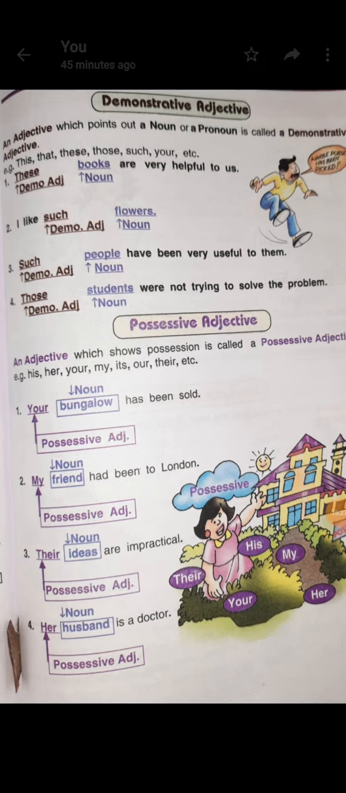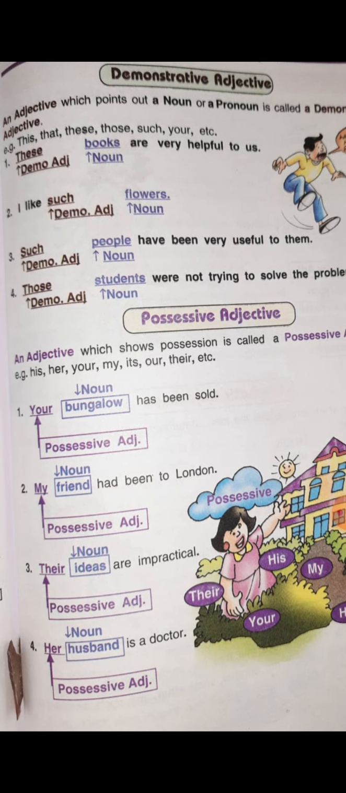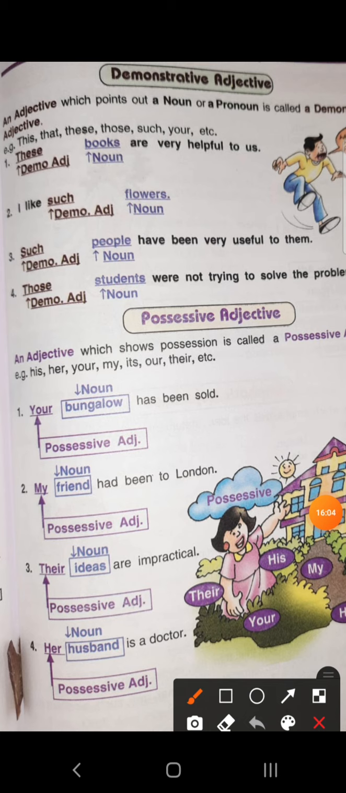So the next kind of adjective is demonstrative adjective. Here again we use the words that are used as demonstrative pronouns. The words like this, that, these, those, such, are the words that act as demonstrative. Earlier we saw them acting as demonstrative pronouns, but here we will learn them as demonstrative adjectives. In demonstrative adjectives, the words are directly used along with nouns. These books are very helpful to us. If we say these are very helpful books, if a verb comes after these, as in these are helpful books, then these is called a pronoun, because a verb follows it.